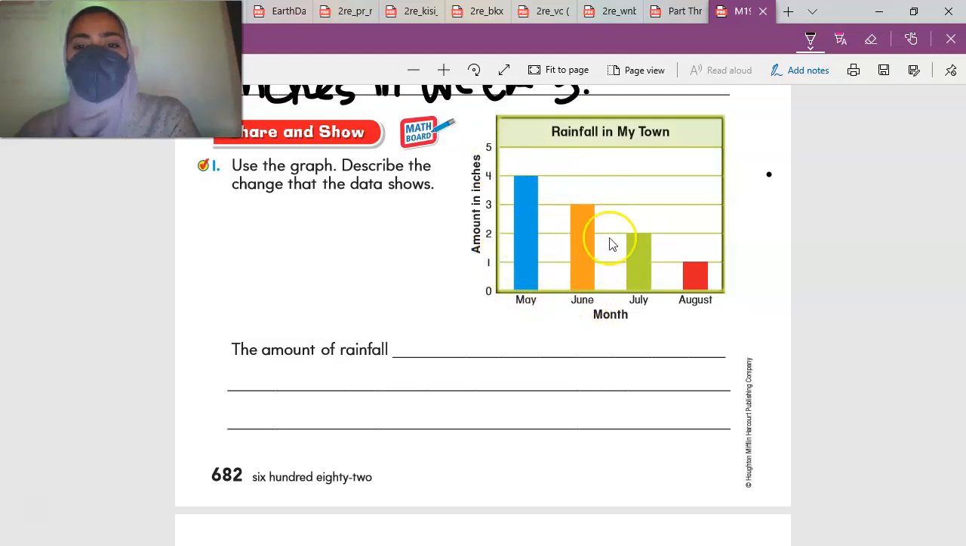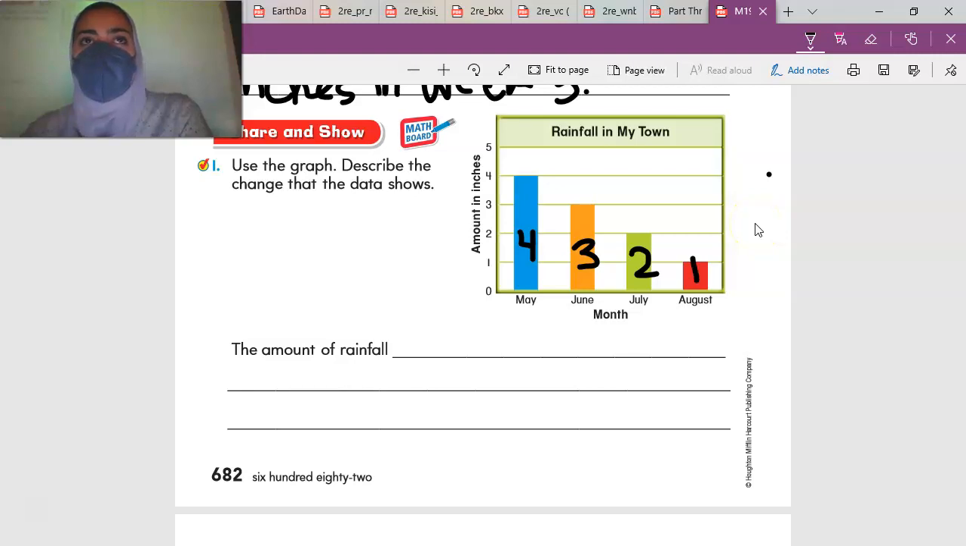Alright, so now we're going to analyze what's in this bar graph. So how many inches did it rain in the month of May? 4. It rained about 4 inches. You can write it here, you can write it underneath, it doesn't matter. In June, how many inches did it rain? 3. In July, how many inches did it rain? 2. In August, how many inches did it rain? 1. Does anyone see a pattern?